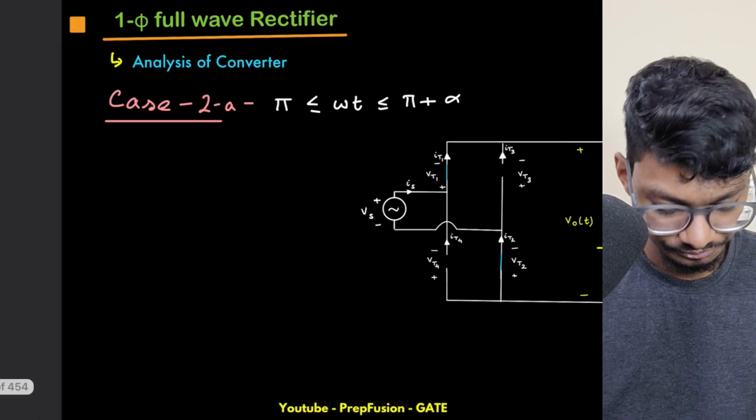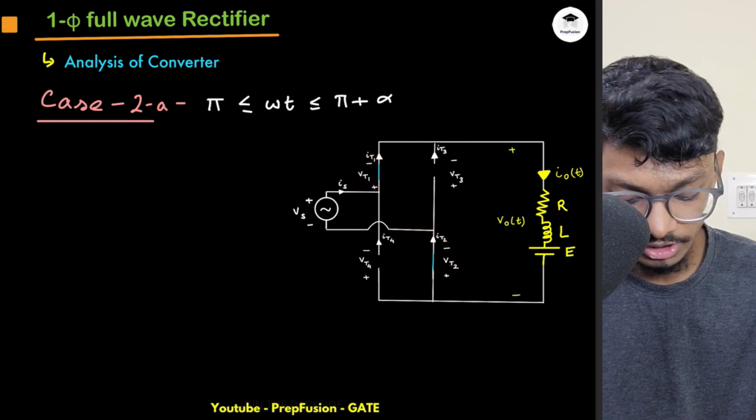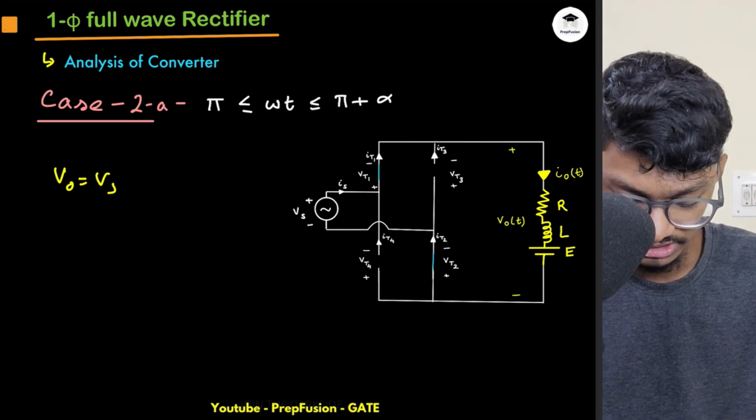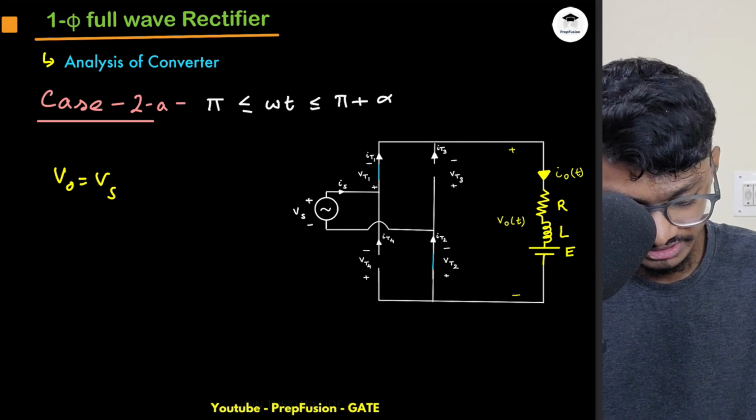So what will happen is that it will keep T1 and T2 on, and if T1 and T2 are on, then what will be my output voltage? Output voltage will be equal to Vs. Simply you can apply the KVL. And what do you observe is that my IO will be what?